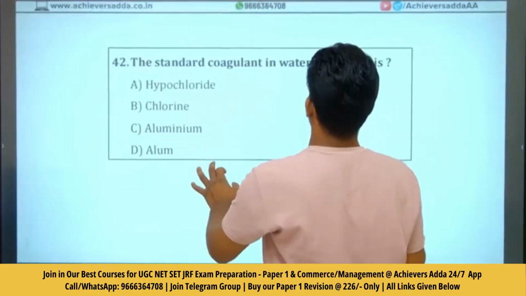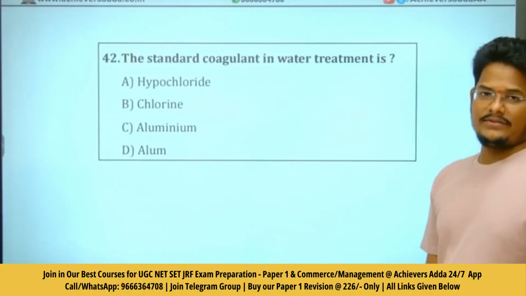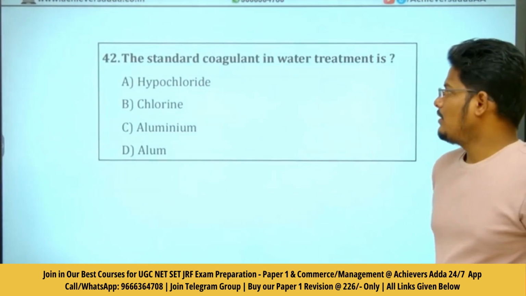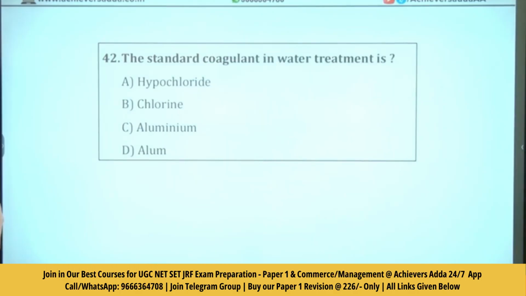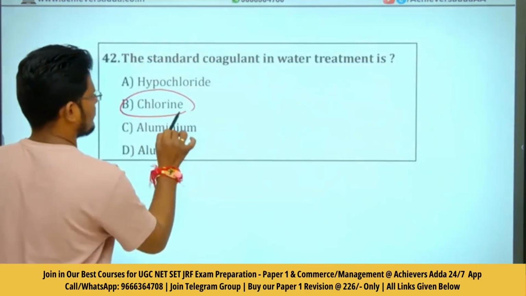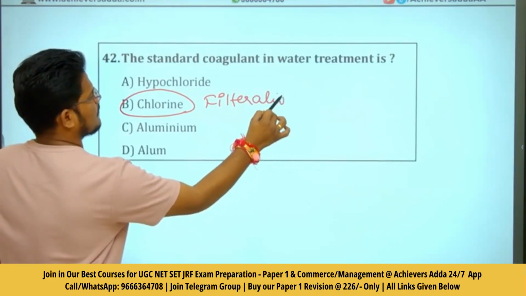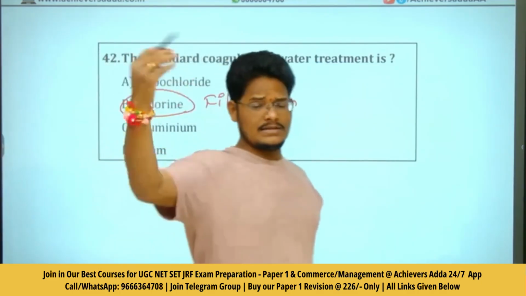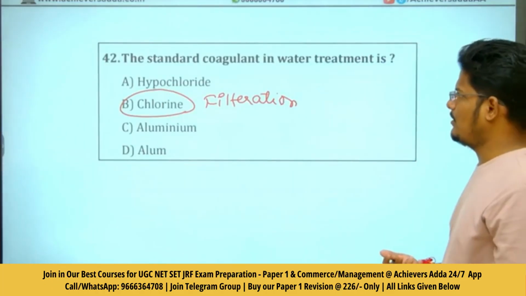Standard coagulant for water treatment. Yesterday we have seen coagulation. Hydrochloride, chlorine, aluminium, alum: which one will be added in the coagulation? In the coagulation process, it's not the chlorine. Chlorine will be used after the filtration process, because after the water is filtered, we add the chlorine to remove any bacteria.